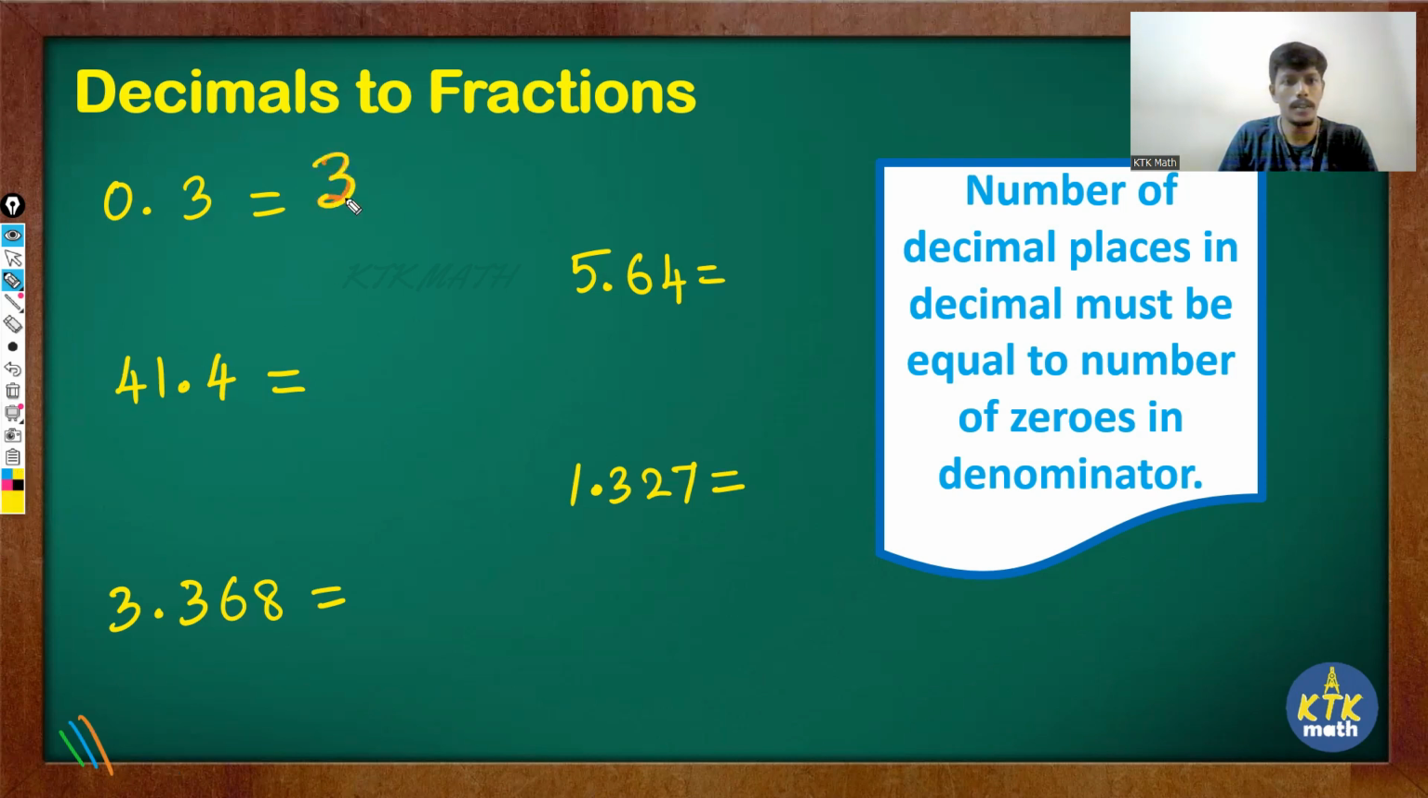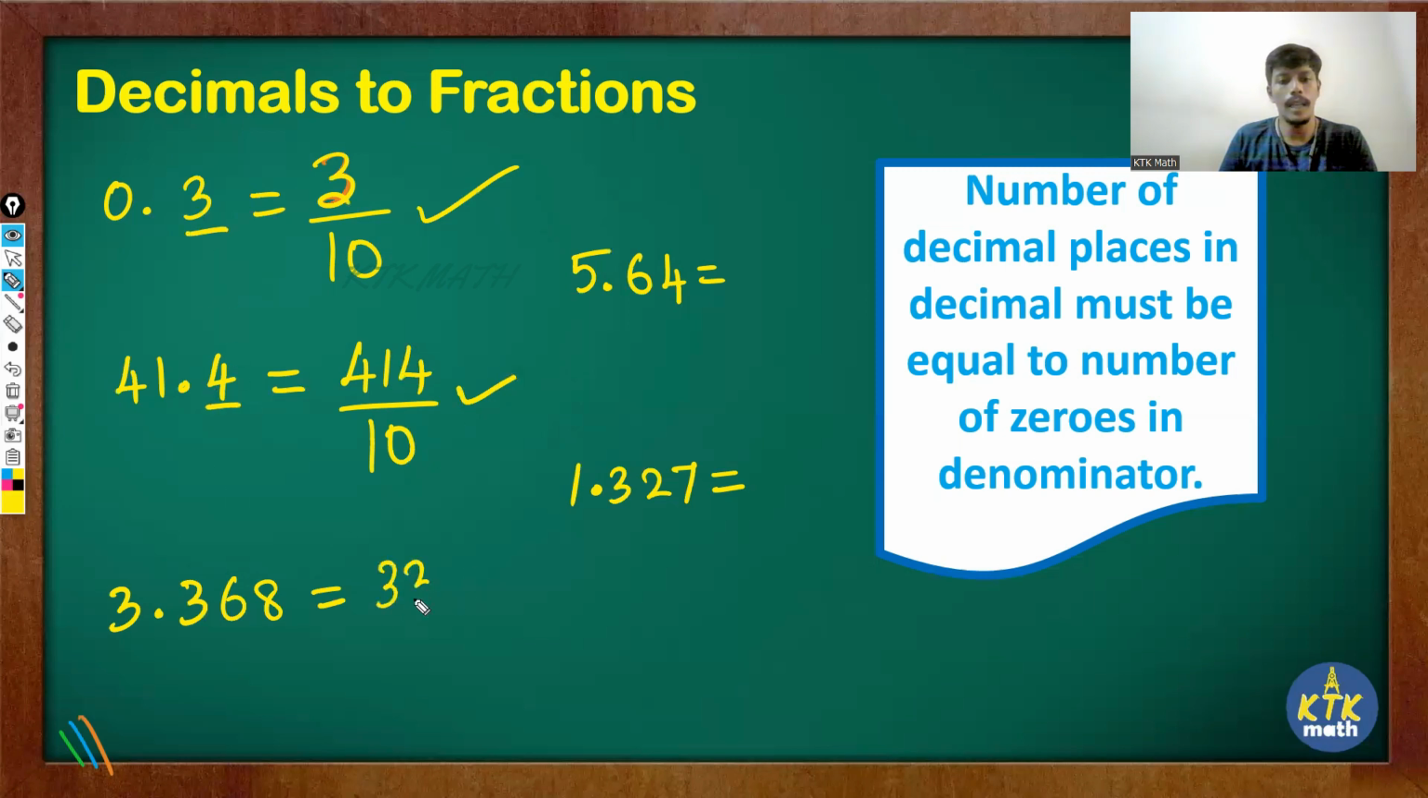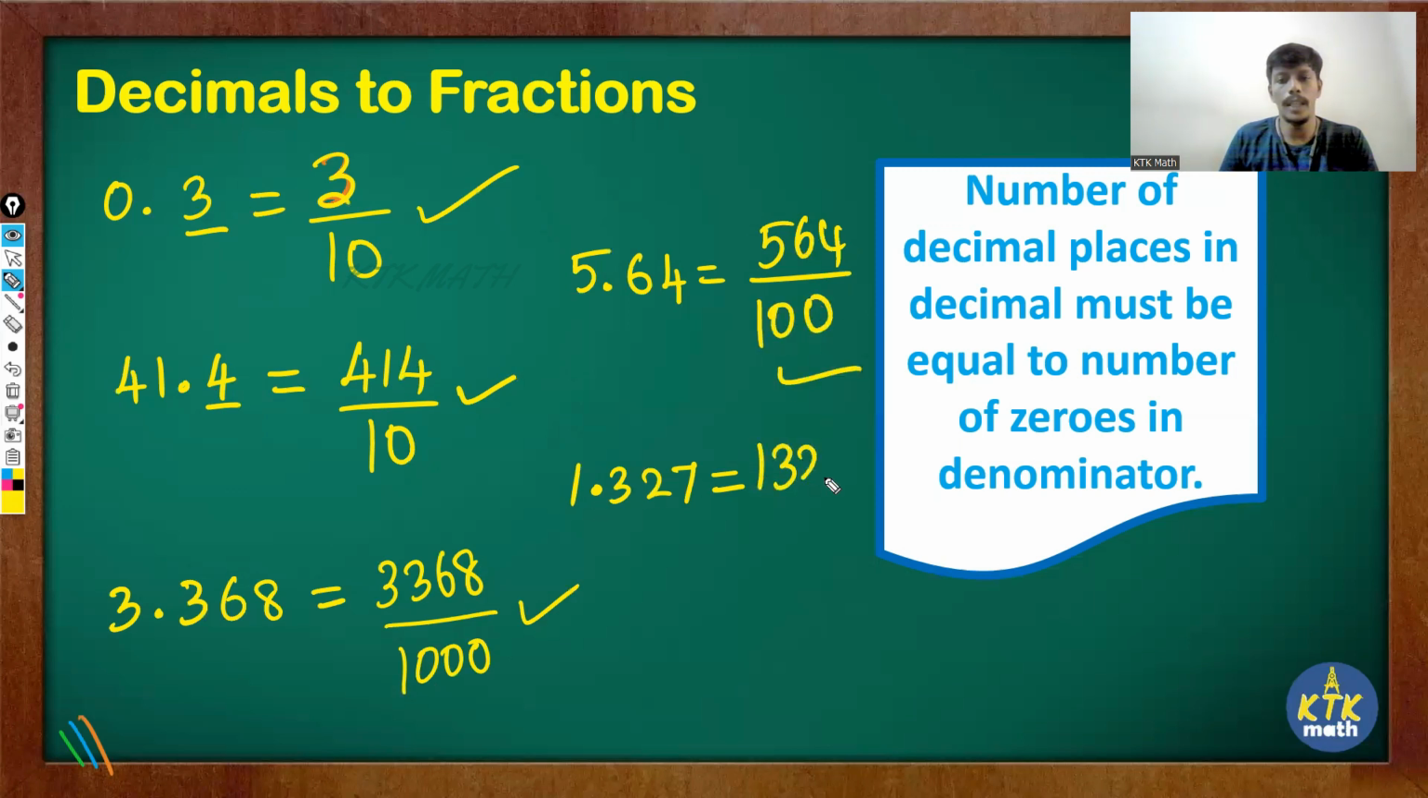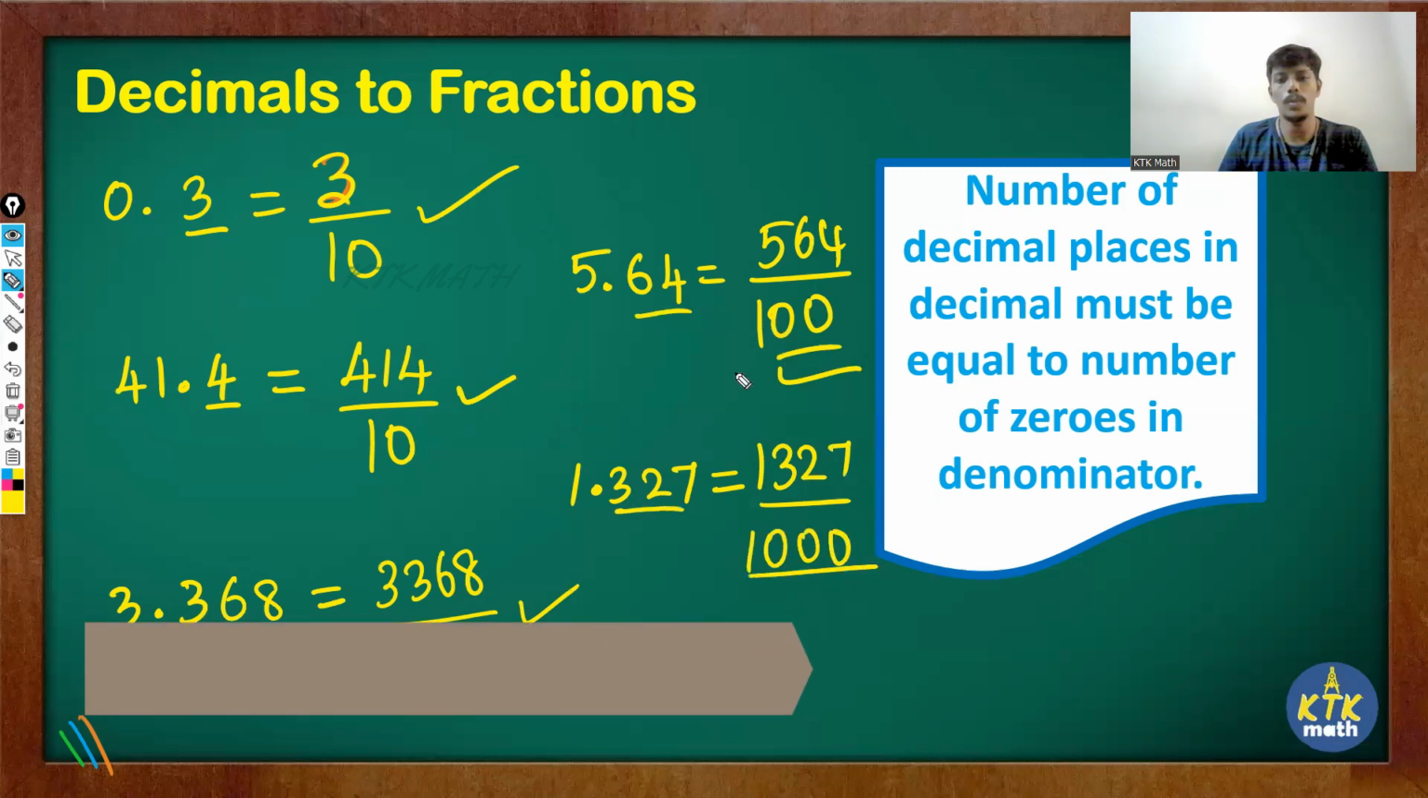I'll change the pen. It's 3 by 10 and 414 by 10 again, because there is only one number after the point. And 3368 by 1000, and you have 564 by 100, and you have 1327 by 1000. 3 numbers, 3 zeros. 2 numbers, 2 zeros. So I hope you got 5 out of 5.